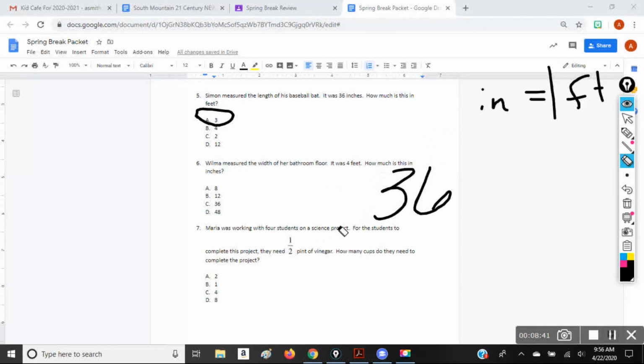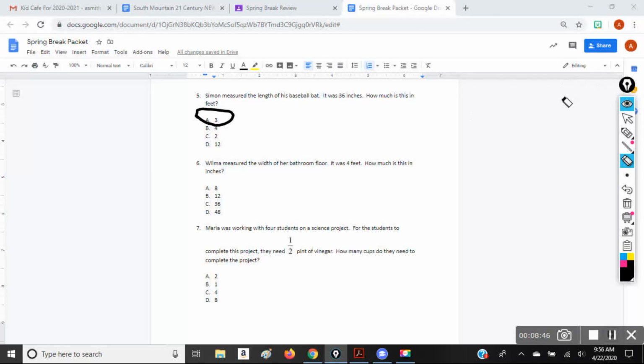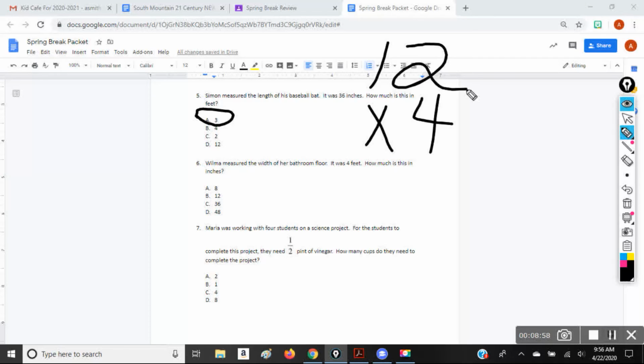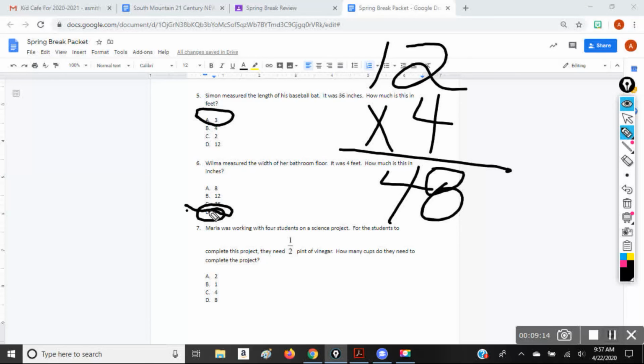For B, Wilma measured the width of her bathroom floor. It was 4 feet. How much is this in inches? So if we have 4 feet, we're going to times it by 12, the number of inches in each of those feet, to find the correct answer. 12 times 4 is 48. So the correct answer here is D.